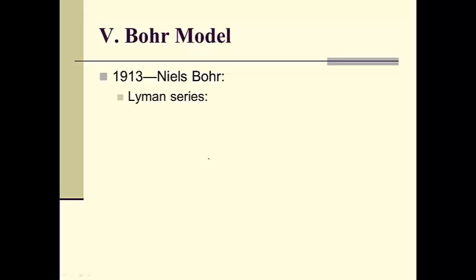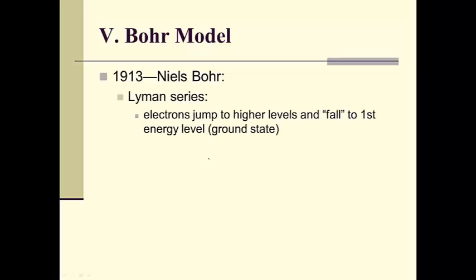The Lyman series. This is what happens when the electrons jump up to higher energy levels and fall all the way back down to the ground state. And what happened when that took place was the photons were in the ultraviolet region. These were pretty high frequency, which also means relatively high energy.